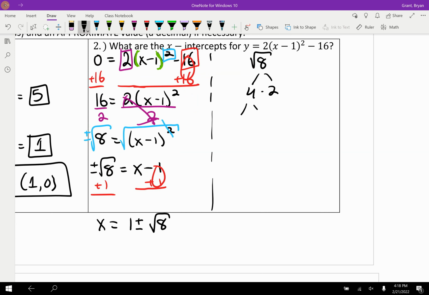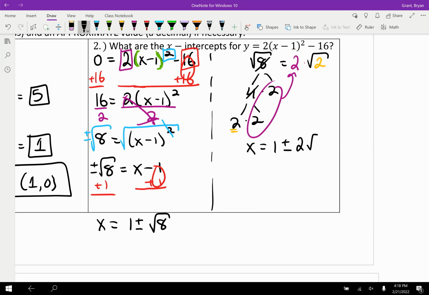My students, per usual, seem most comfortable with this tree method. Okay, we're going to take that pair of 2's, goes on the outside, and then we take our little loner leftover 2 hanging out right there, goes on the inside. So that gives me the answer, x equals 1 plus minus no longer square root of 8, but now 2 square roots of 2. So we have one answer here, that is correct. We have another here, that's correct.